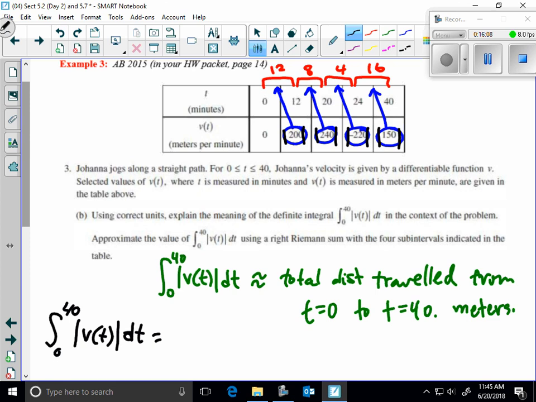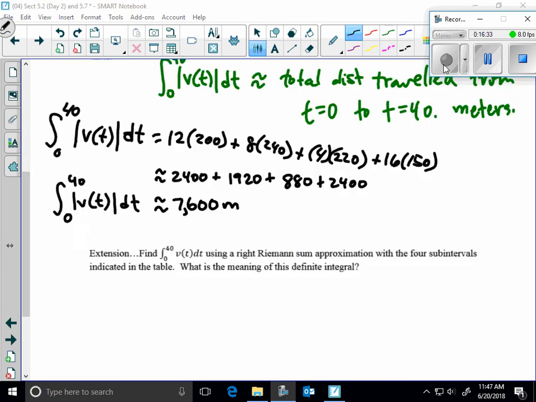Therefore, we've got 12 times 200 plus 8 times 240 plus 4 times 220 plus 16 times 150. I'm going to do a calculation off camera and we'll come back and look at the result. So after a quick calculation there, I see that the approximate distance traveled for Johanna was 7,600 meters.